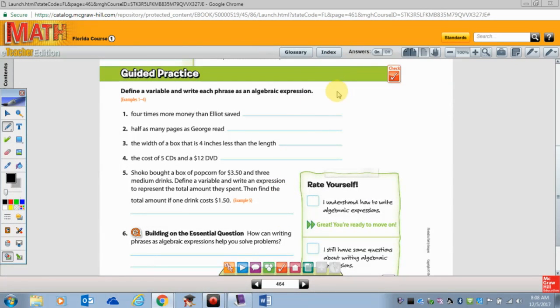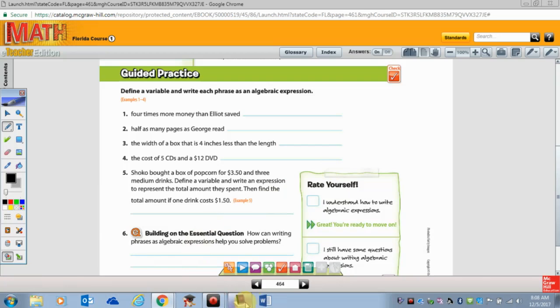Alright, today we're working on expressions. An expression is taking a word problem or just a saying and putting it into an expression that looks like a math problem. It's going to have a variable and it's going to have numbers in it, and it's going to either have add, subtract, multiply, or divide.